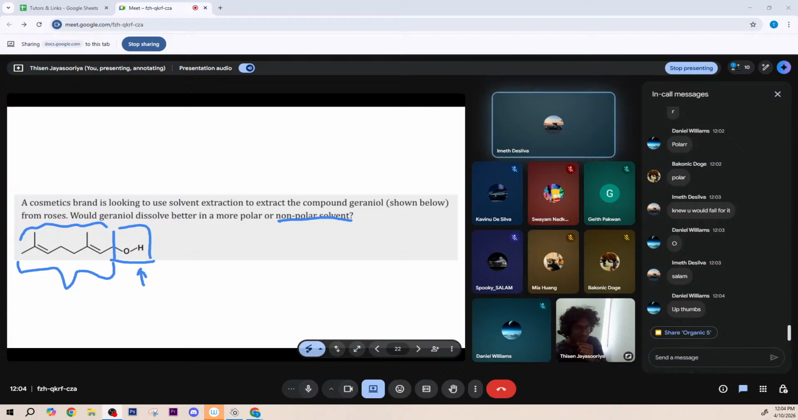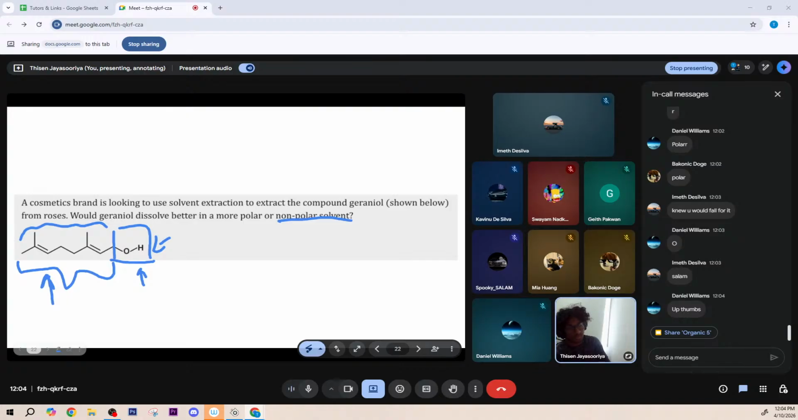How do you argue both ways? So here, you can argue that the presence of the hydroxyl group produces hydrogen bonds, which will mean that a polar solvent is more useful here. The other thing you could argue is that because it has a very big non-polar region, it might actually be better to use a non-polar solvent. So I think you could argue both in the exam.